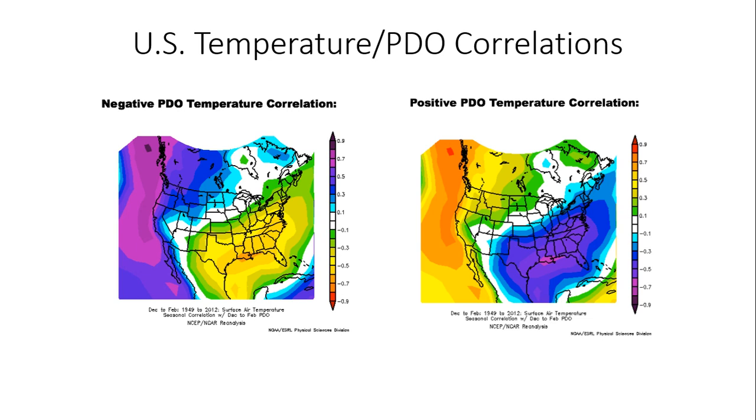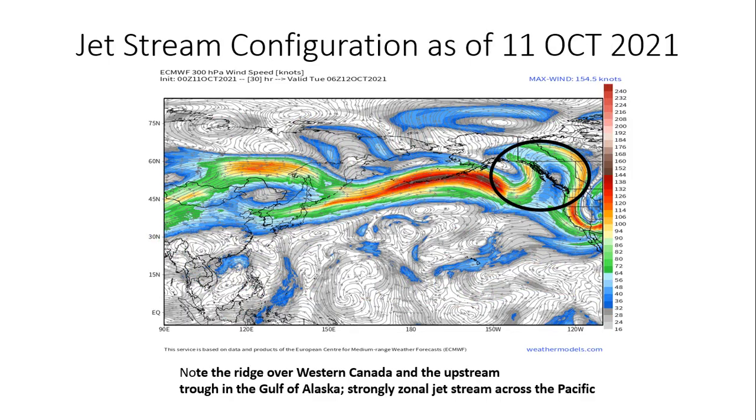west coast, we typically see more of an upper level ridge, this huge dome in the atmosphere with a downstream trough into the eastern U.S. So again, these sea surface temperature anomalies do make a big difference, especially when we talk about the way the jet stream is setting up. Speaking of the jet stream, here is the configuration as of today, the 11th of October 2021.